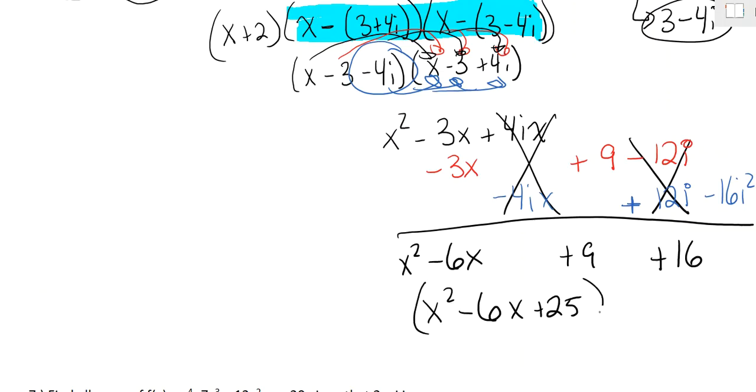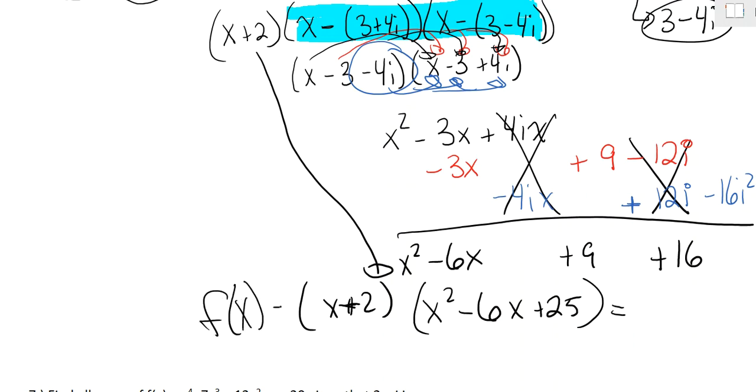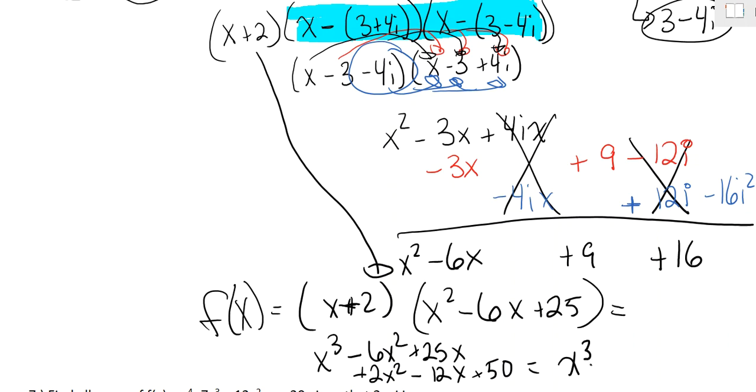We're going to now take this trinomial, multiply it by the binomial we originally had of x plus 2, and we'll distribute it out. We're going to get x cubed minus 6x squared plus 25x plus 2x squared minus 12x plus 50. And when we clean it up, it's going to be x cubed minus 4x squared plus 13x plus 50.